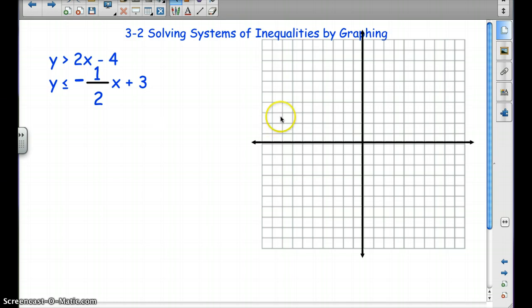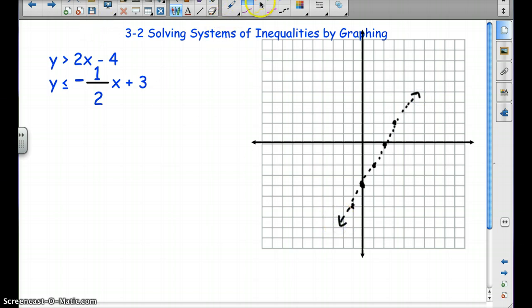So let's look at the first one. Y is greater than 2x minus 4. So I'm going to graph this like a regular line. We're going to start at -4. 1, 2, 3, 4. And my slope is telling me to go up 2 to the right 1, up 2 to the right 1, and so on. And this is a dotted line. So I'm going to make this dotted or dashed.